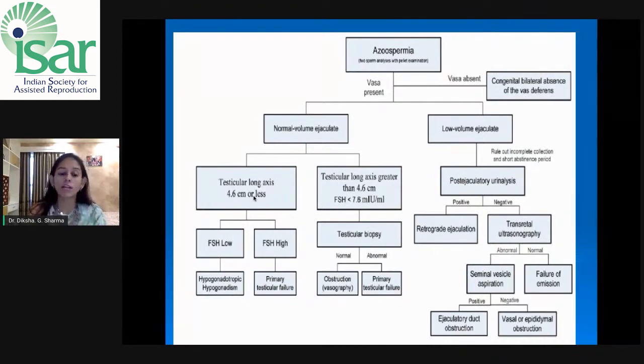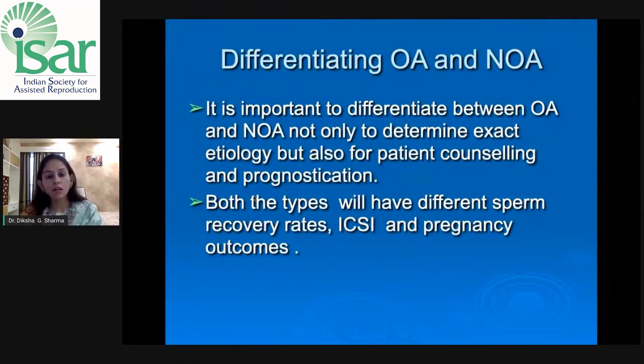case of hypogonadotrophic hypogonadism. Whereas, on the other hand, if the testis size is normal, then these are the cases in which we need to do a testicular biopsy to confirm between an obstructive or a non-obstructive etiology, which we will discuss in the next few slides.